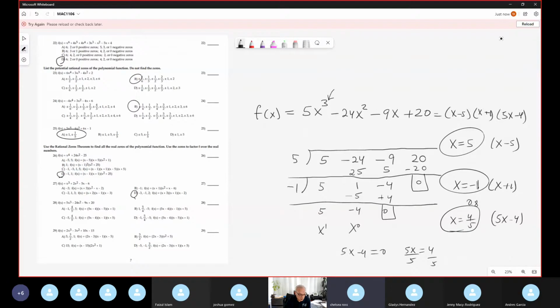Okay, let me see in the options. We are doing 28. Is it 5x over 4? x minus 5, x plus 1, negative 1. 5 over 4. No, it's 4 over 5. Negative 5. No. Positive 5, positive 4 over 5, negative 1. It's option A.